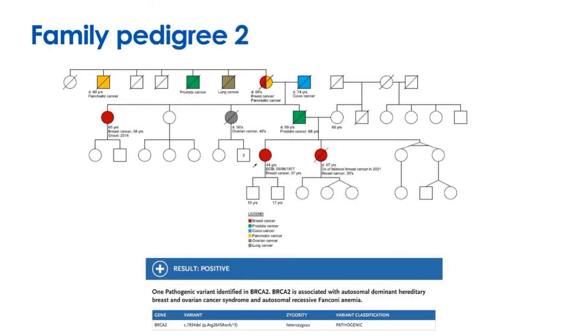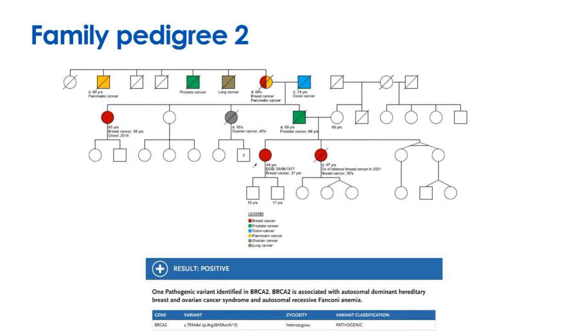The second family pedigree that I want to show you is of what we call a typical Afrikaner mutation. So this is the BRCA2 7934 deletion G pathogenic variant that was detected in this family. And what we see here is very typical of our BRCA2 families. So our index patient came to us. She was diagnosed with breast cancer at the age of 37, currently 44 years.